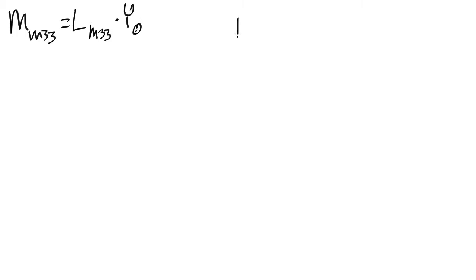Now, we remember that the flux of an object is equal to its luminosity divided by 4 pi times its distance squared. So we can rearrange that, and we get that the luminosity is equal to the observed flux times 4 pi d squared.